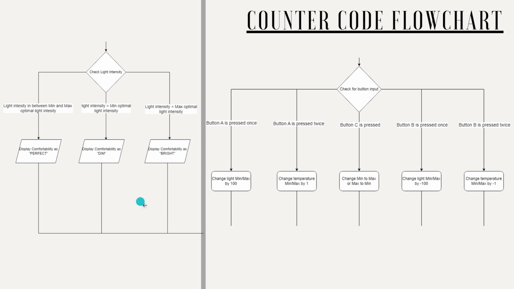On the left, you can see us checking input on the light sensor, which when the light intensity changes, will change the data on the comfortability status. Finally, on the right, you can see us checking for button input, which will be used to increase or decrease the range of values for the light and temperature in the room, which is considered optimal.